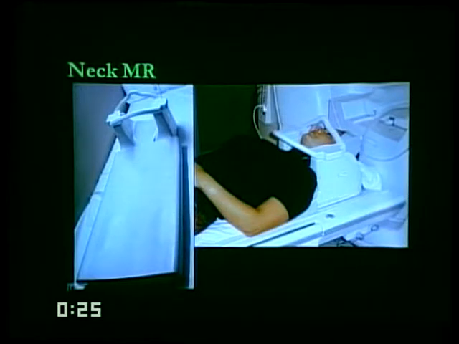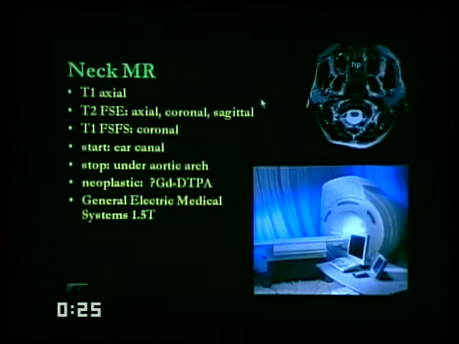Neck MRI is acquired in the neutral position. Neck MRI, again, you start at the level of the ear canal and you stop under the aortic arch. I don't personally think the addition of gadolinium DTPA is going to be of any use, especially if you're going to evaluate further using PET imaging. If you see anatomic abnormalities and they're not variations of normal, they're probably going to need a biopsy anyway. The addition of contrast is not going to increase or decrease your differential diagnosis. It's not going to strengthen your diagnostic confidence. It's going to cost more.